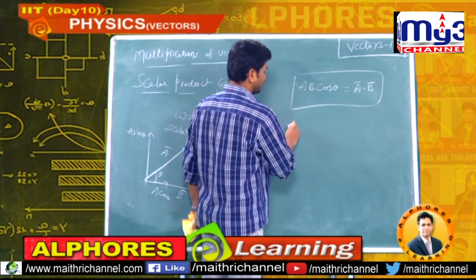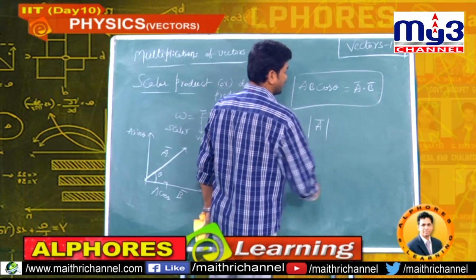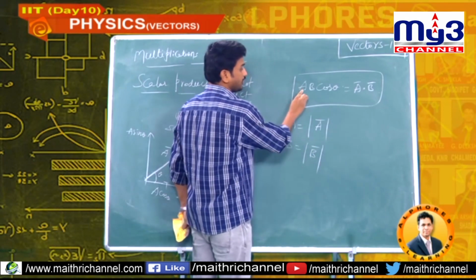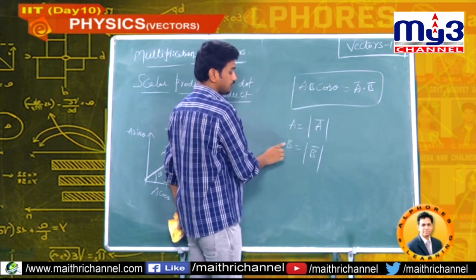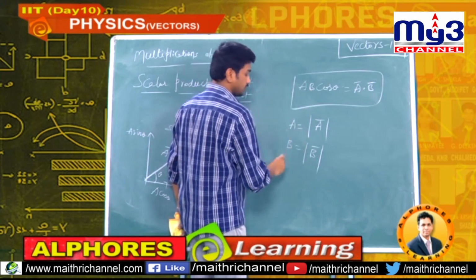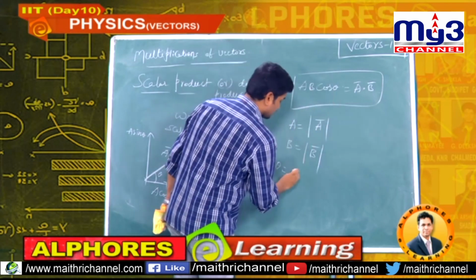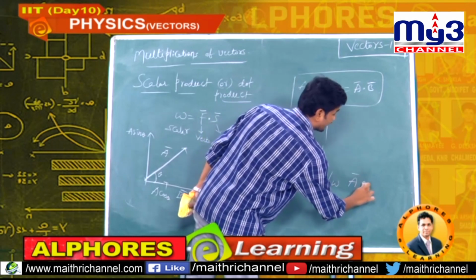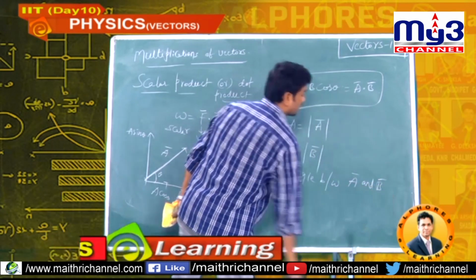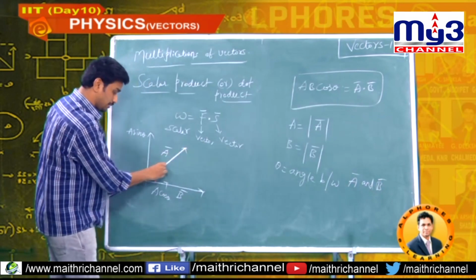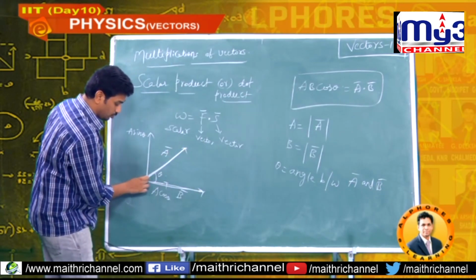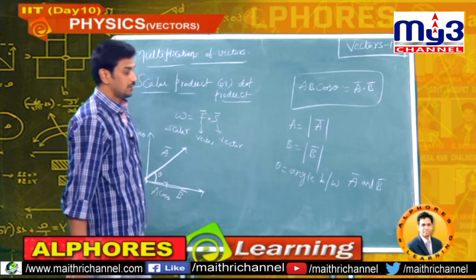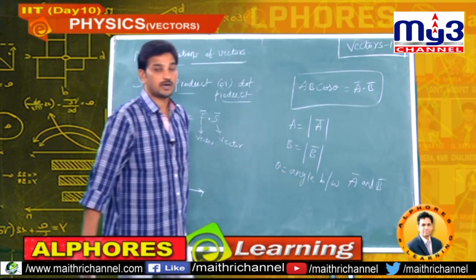What is A? A is the magnitude of A bar. What is B? B is the magnitude of B bar. Now what is theta? Theta is the angle between two vectors, A bar and B bar. This is A bar, this is B bar, two tails joined here. Theta is the angle between A bar and B bar.